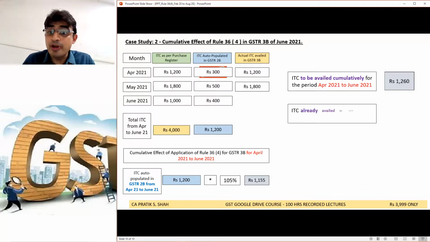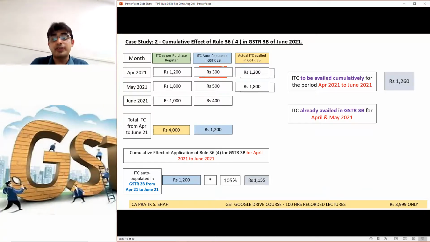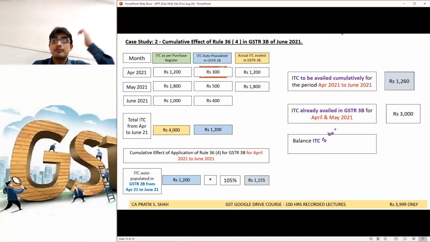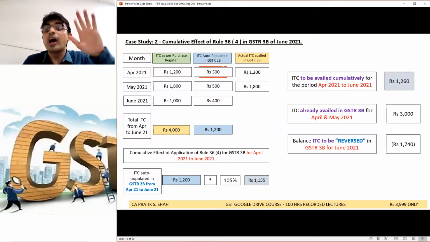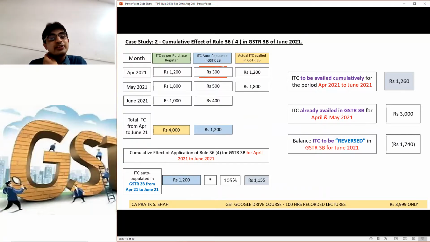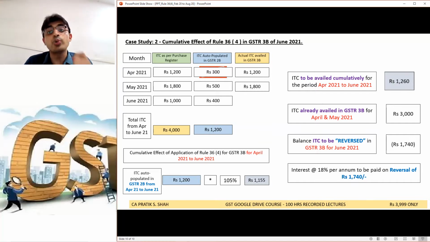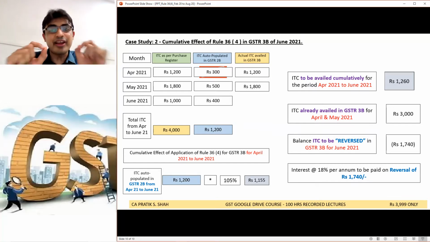For April and May, how much have I already availed? I have availed more than 1260. I have already availed 3000. So this excess which I have already taken, 3000 minus 1260, I will reverse in my GSTR 3B of June: 1740. And I will also be subject to interest at the rate of 18% per annum. For 2 months, it will be around 3%. So please, please, please be very careful. Be very careful with this cumulative effect of Rule 36, Sub Rule 4.